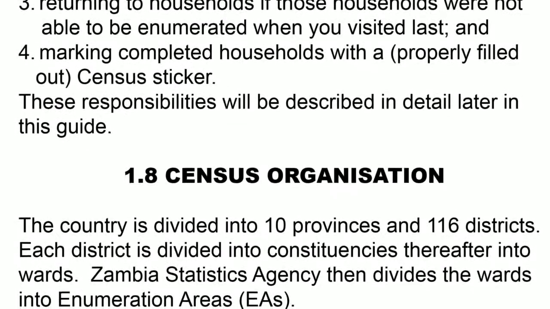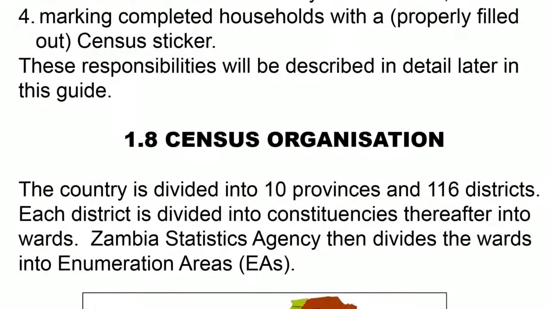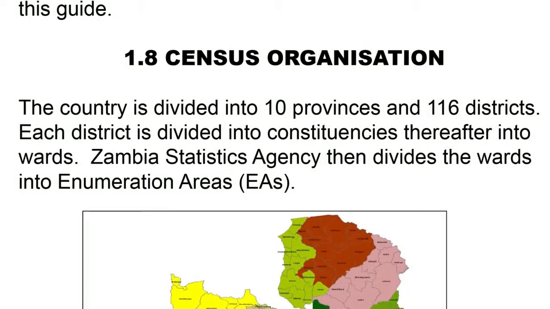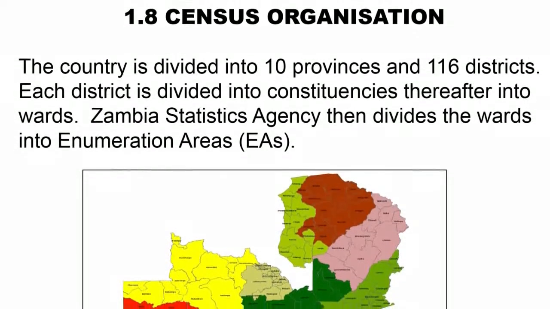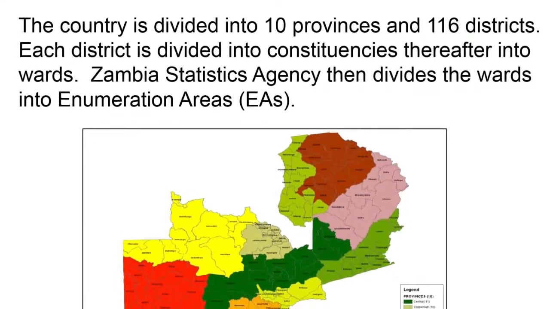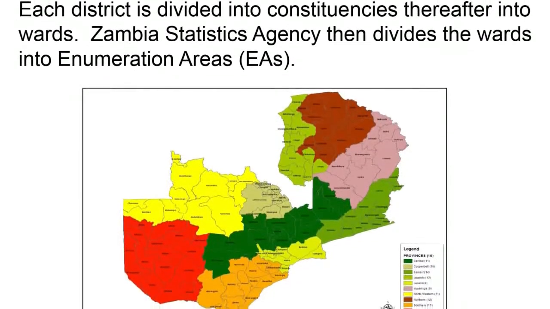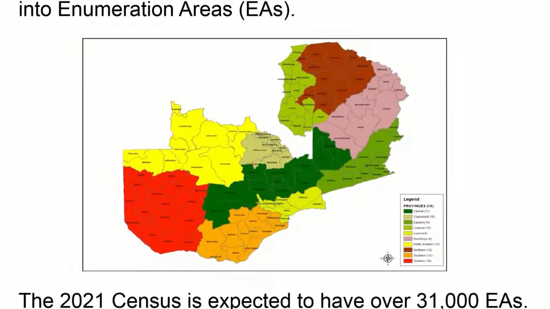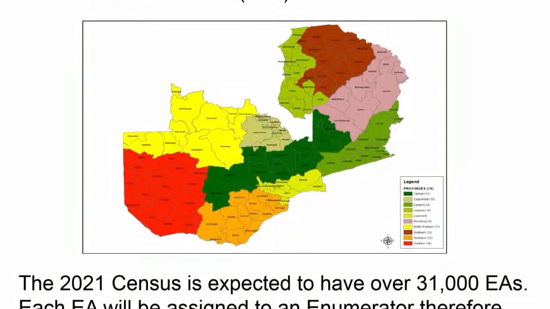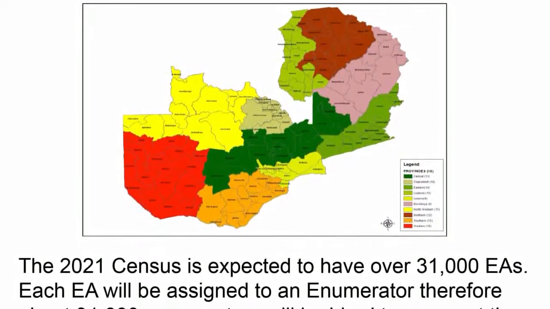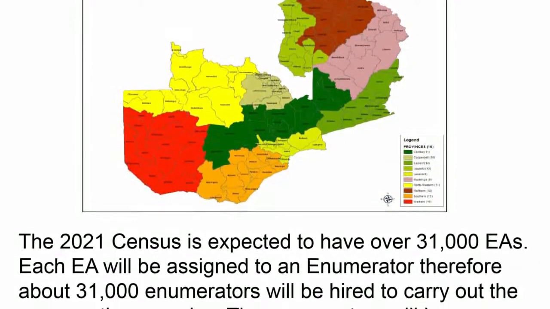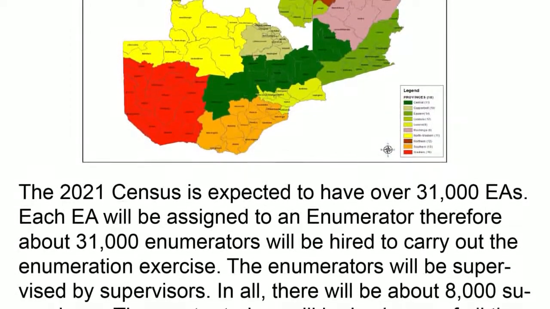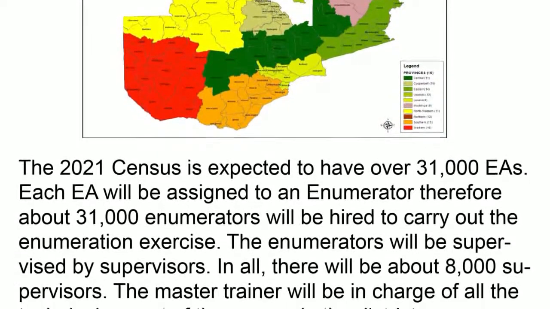Census organization. The country is divided into 10 provinces and 116 districts. Each district is divided into constituencies, thereafter into wards. Zambia Statistics Agency then divides the wards into enumeration areas, EAs. The 2021 census is expected to have over 31,000 EAs. Each EA will be assigned to an enumerator. Therefore, about 31,000 enumerators will be hired to carry out the enumeration exercise.